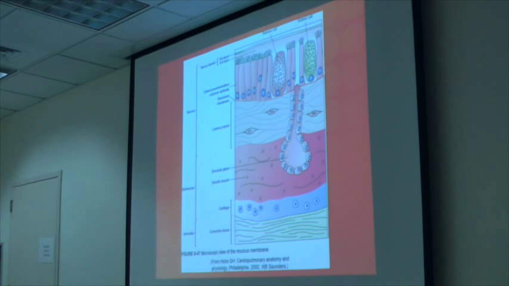The mucus is sticky and traps foreign particles, dust, and bacteria. Cilia are constantly moving, 15 times per second. So they'll move forward and recoil back, move forward, recoil back, 15 times in one second.